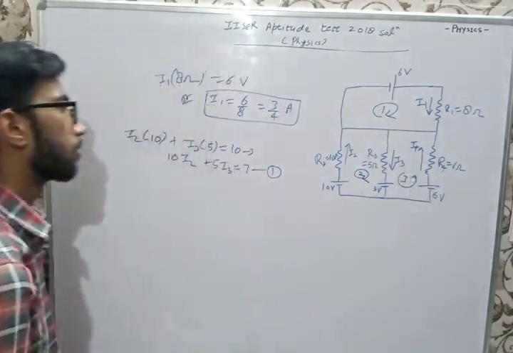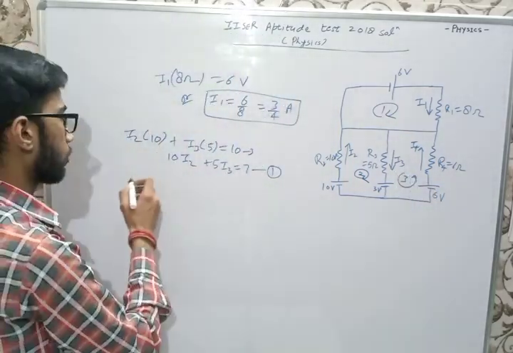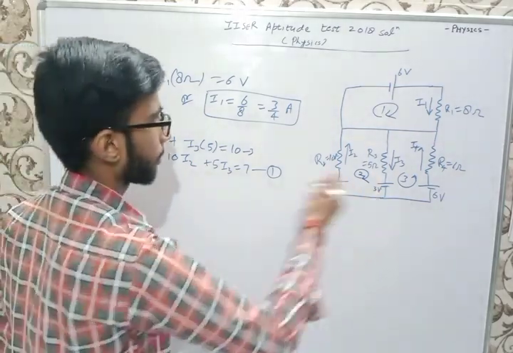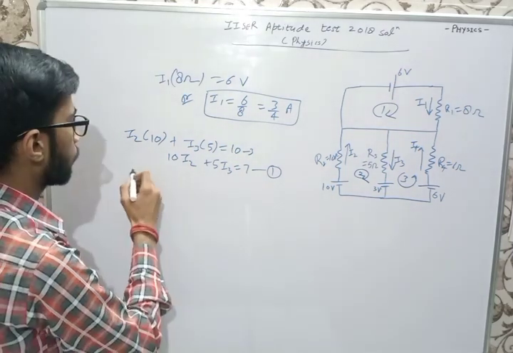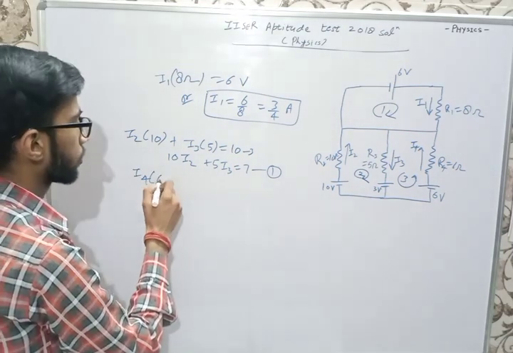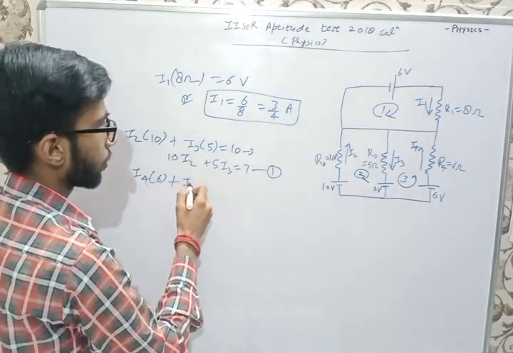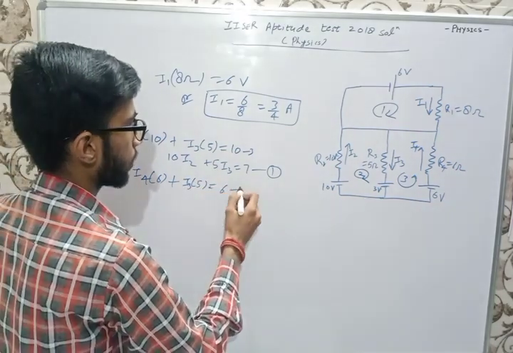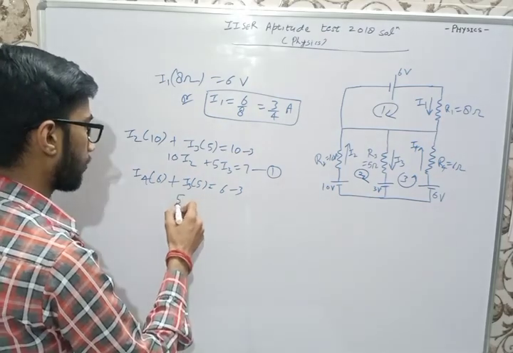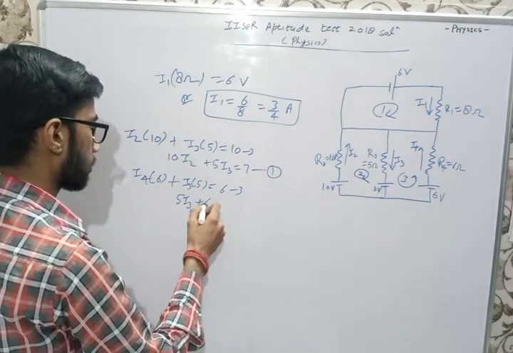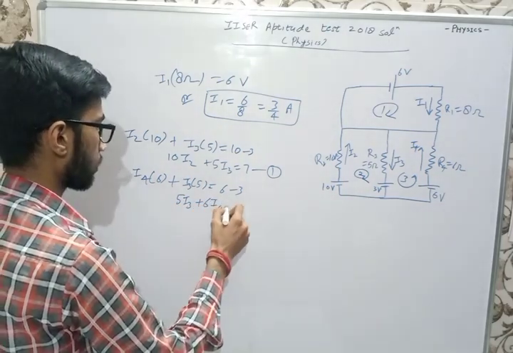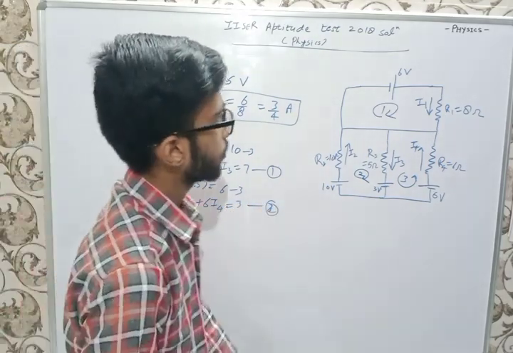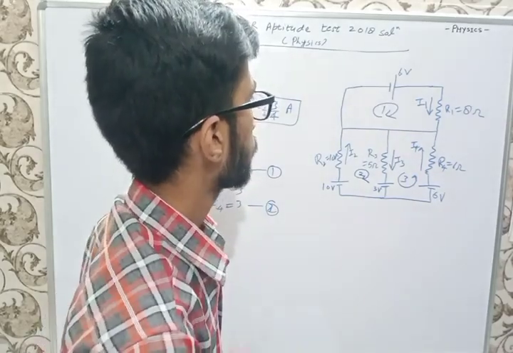Similarly, if you apply Kirchhoff's law in this loop, suppose I apply in this direction, loop 3, you will get I4 into 6 plus I3 into 5 equal to 6 minus 3, which simply implies 5I3 plus 6I4 is 3. Equation 2.